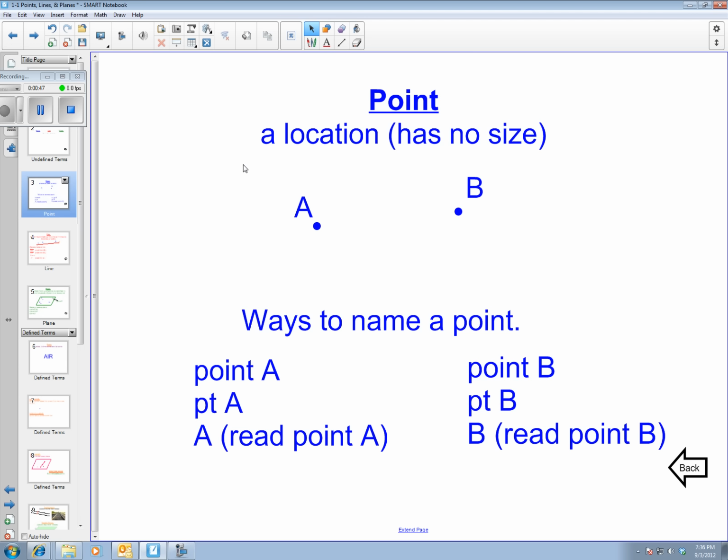You'll notice we have a few different ways we can name points. The first is we could use the word point, then the capital letter A, or we could use the abbreviation, which would be PT, or we could just use the capital letter A. We never use lowercase letters when we're talking about points. The letters we use, however, could be any letter that we choose. In this case, it's point A and point B.